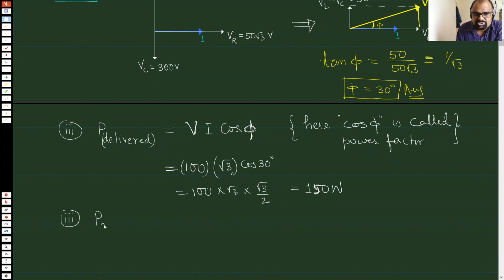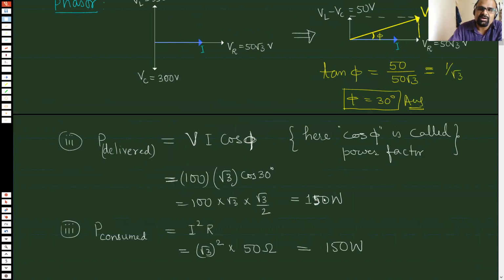Now power consumed. Who consumes power? Only the resistor consumes power. So power consumed is I square R. I is root 3 ampere, and resistance is given to be 50 ohm. So we get again 150 watt.